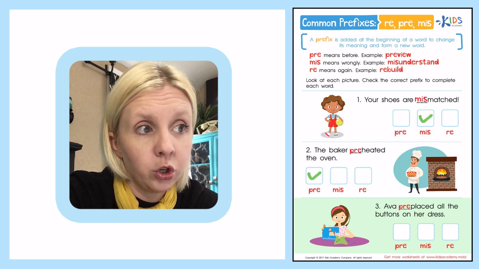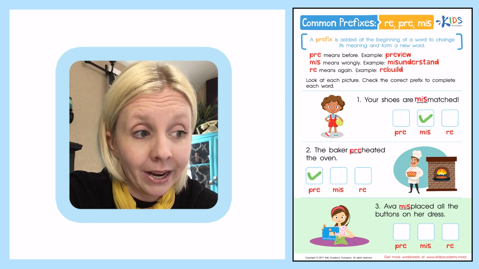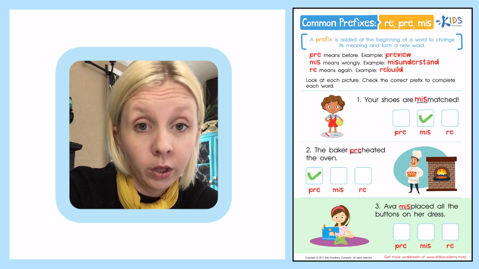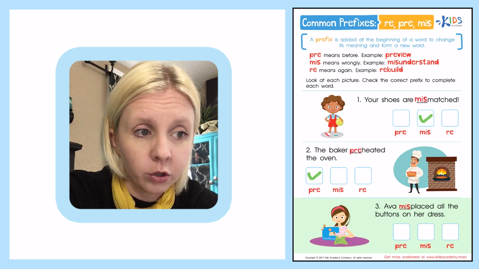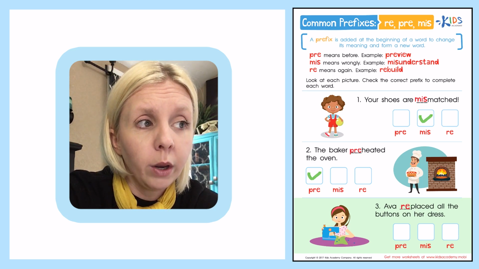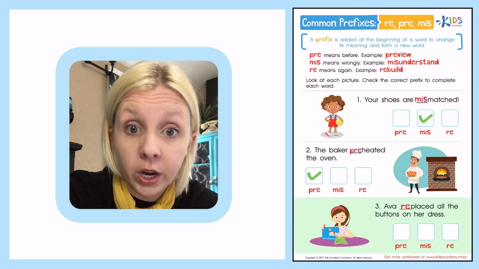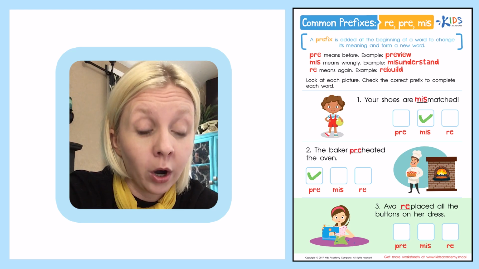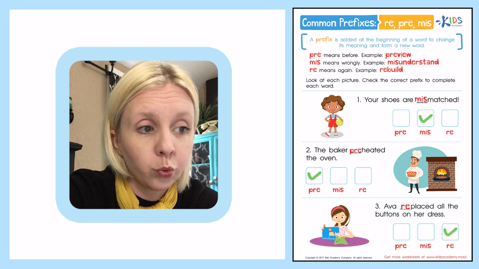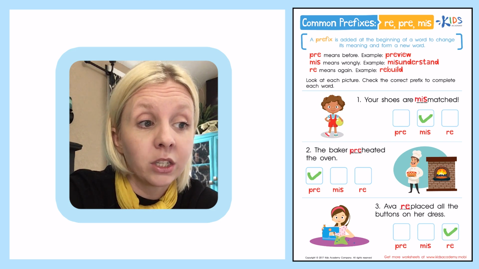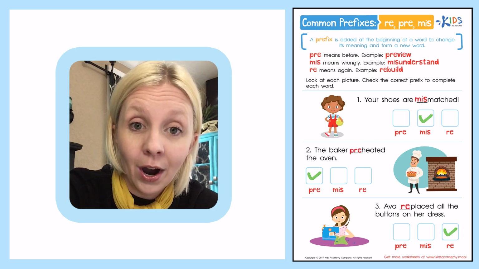So preplaced means she placed them on there before, and that probably doesn't make sense. Misplaced would probably mean that she wrongly placed them or she lost them. And it doesn't look like she lost them. She's got them right over here. So I'm going to guess it's replaced. Replaced means again. She probably had a dress and the buttons fell off and she had to replace them or sew them on again. That makes sense from our picture. So we're going to check right over here next to re. Ava replaced all the buttons on her dress. That makes sense. So you guys did a great job.